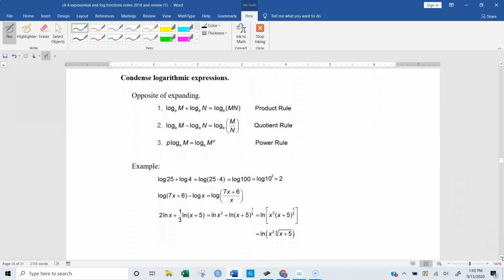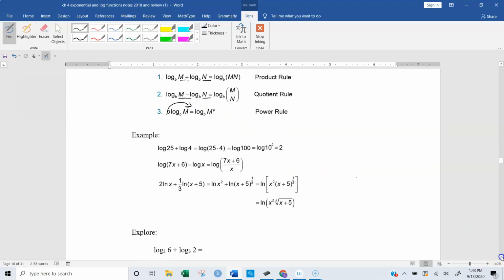Okay, this is just the opposite. It's just reminding you, opposite of expanding is actually putting back together. All right, so we're going to condense these. So addition means I multiply m and n. Subtraction means I divide m and n. A power, something times a log, means this is a power to a power, and it goes up. Okay, let's try a couple of these.